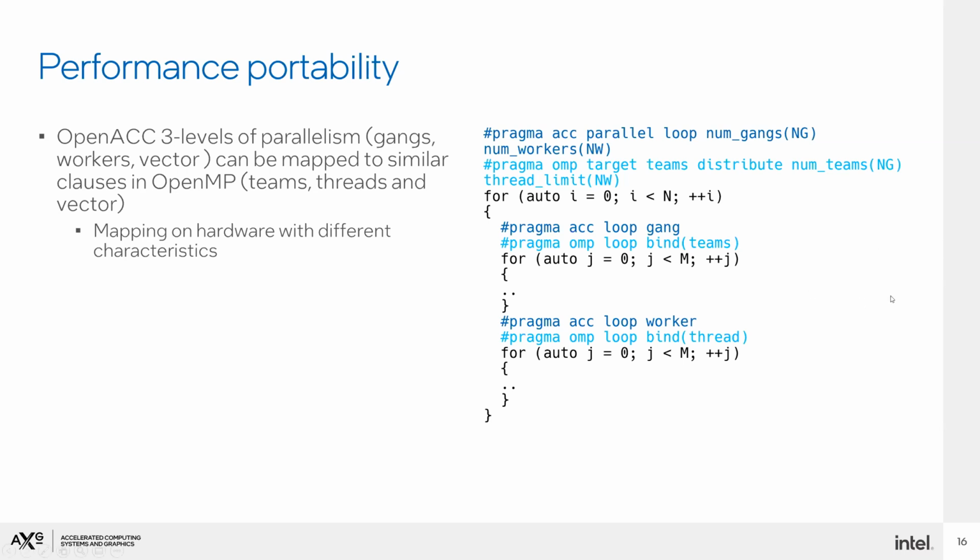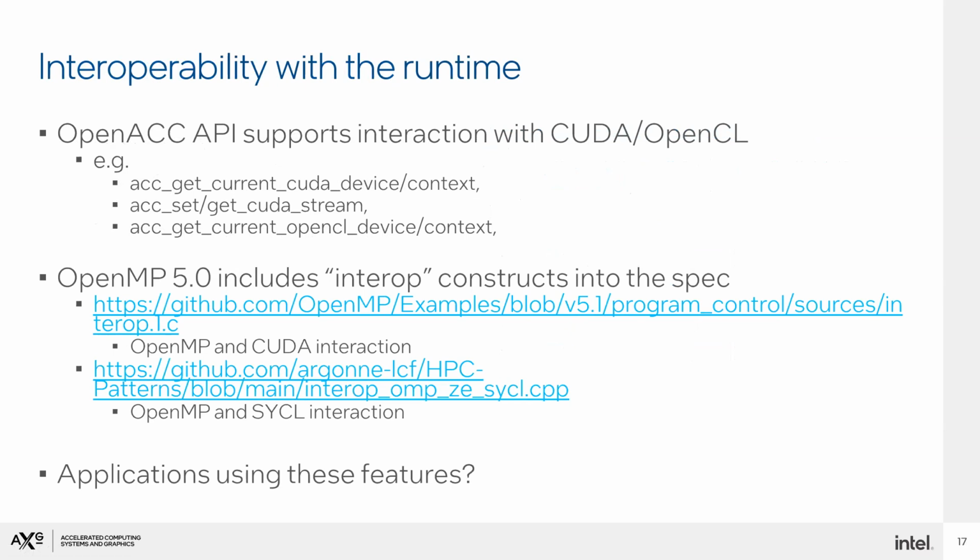Let me go to the next one. The last topic I had in mind when working on this, and I need to invest more time on it, is the interoperability with the runtimes and with the backends. In OpenACC, the API has some interaction support with the CUDA runtime or the OpenCL runtime. For instance, we have acc_get_current_cuda_device or context. There were some additions in OpenMP 5.0 which include the interop constructs, so you can interact with the backends, and we have a couple of examples. One is from Marcon, which is this OpenMP and SYCL interaction, and we also have some examples in the OpenMP specification examples directory with OpenMP and CUDA interaction.